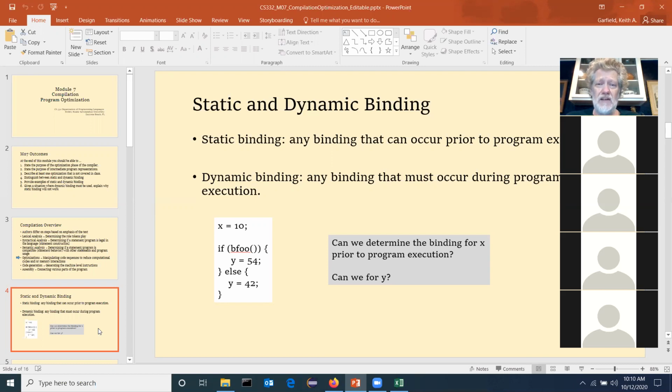I say static relates to the source code, but it also relates to any analysis or representation that you can derive from the source code. Whereas dynamic means you have to do it during execution. It has to happen during runtime.